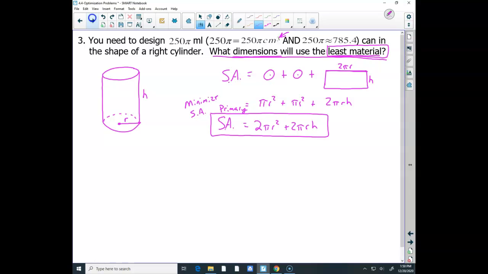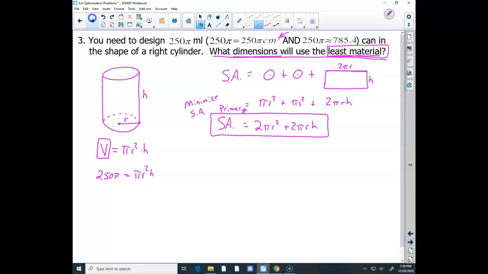Well, what else do I know about this thing? Well, I do know the volume of this can. Okay? How do we find the volume? Well, it's area of the base times the height. So area of the base is pi r squared times the height. What do I know about the volume? I do know the volume is 250 pi centimeters cubed. That's what pi r squared h equals.